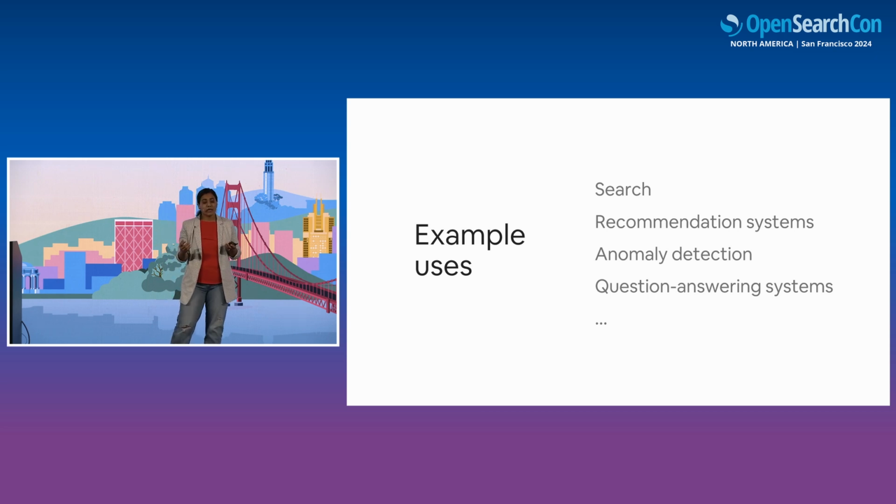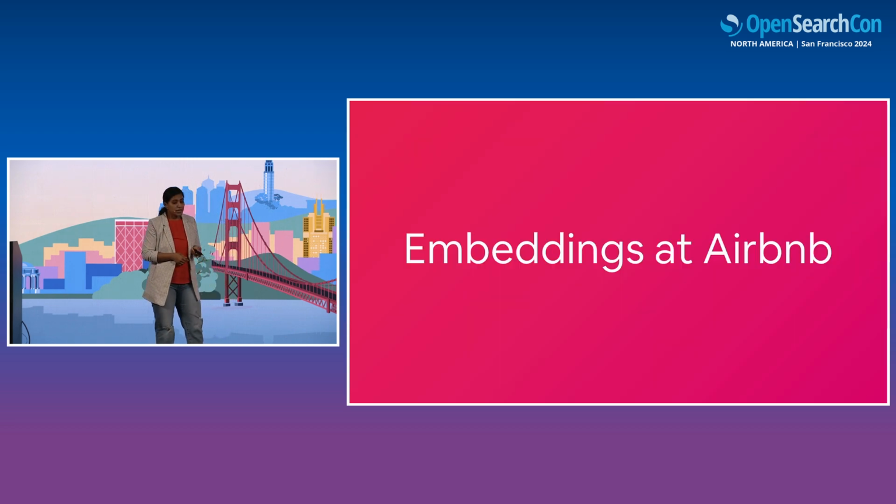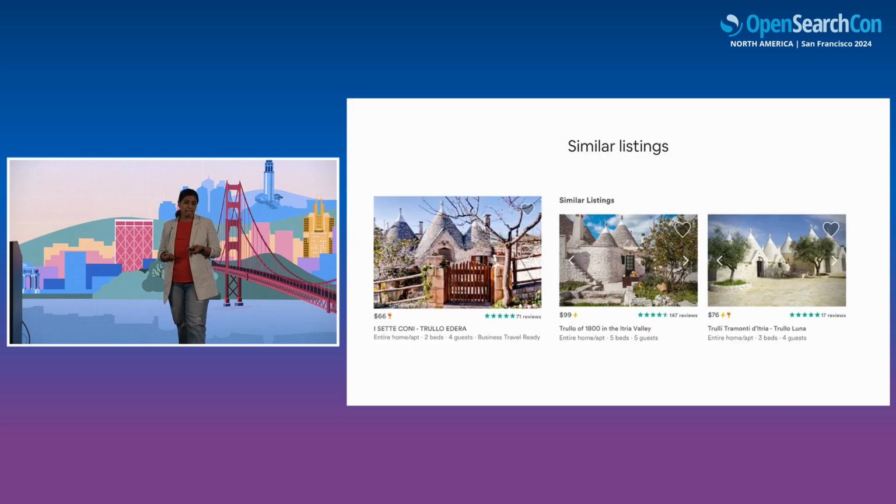In online shopping, if a user frequently visits or views sporting shoes, we can recommend similar products by using product embeddings. Let's look at a few ways in which we use embeddings at Airbnb.